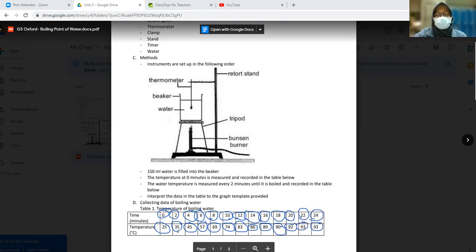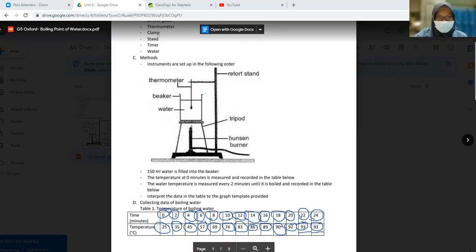If you are paying attention to the pattern, in the first 10 minutes the temperature increased rapidly. But from minute 12 until minute 20 or 22, the temperature was rising gradually, not rapidly. And in minutes 22 and 24, it stays at 93 degrees Celsius.